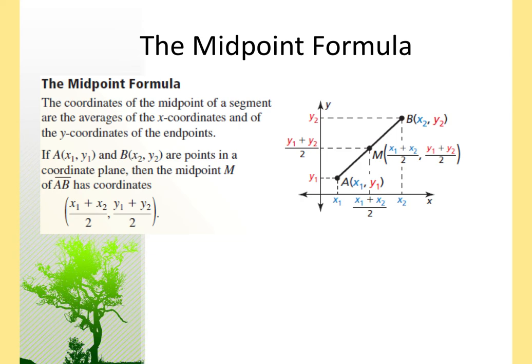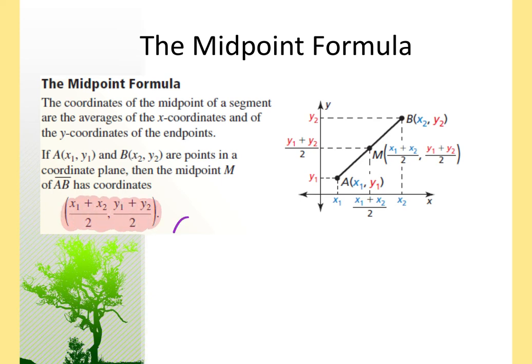The midpoint formula is for when you're given coordinates. So if you're given an x, y of two points and you want to find the midpoint between those two, it's simple. You just have to remember it. You add the two x's and divide by 2 and then add the two y's and divide by 2.